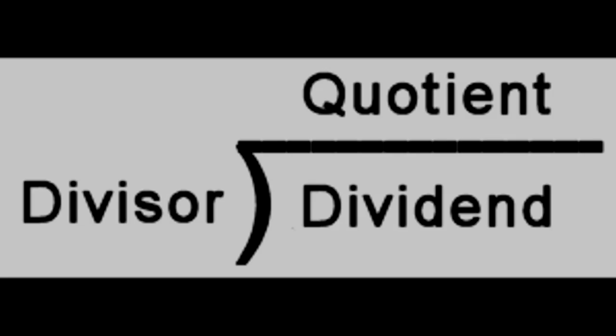Polynomials can sometimes be divided using simple methods, but sometimes it is better to use long division, a method similar to long division for numbers. Let us recall the parts of a division problem. We have the dividend and the divisor, which are both separated by the long division symbol. And of course, we have the quotient.